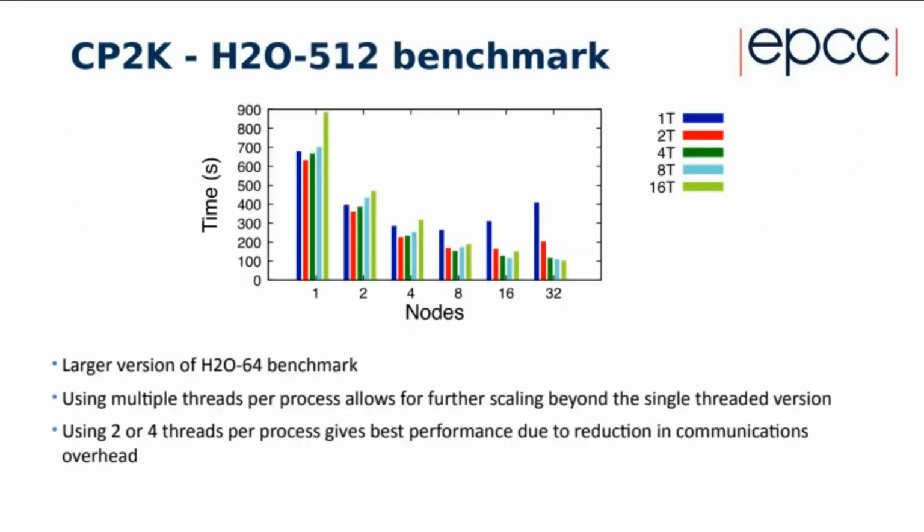And then looking at the slightly larger version of the Cbdk benchmark, this effect is again present. You can see if you use more threads per process, you can scale out even further beyond the single-threaded version. So in this case, using 2 or 4 threads per process reduces the runtime compared to 1 thread, and this effect is way more pronounced as you get to using more nodes. Again, this is due to the reduction in communications overhead.